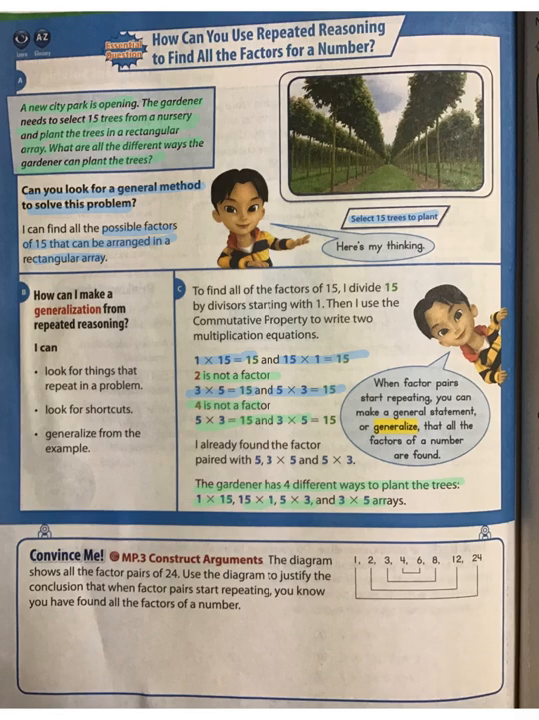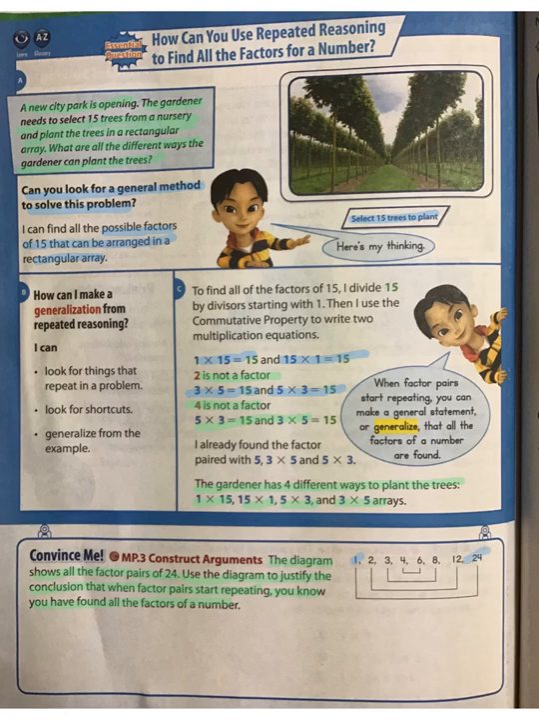Let's look down at the convince me. It says that the diagram shows all the factor pairs for 24. We want to use the diagram to justify the conclusion that when factor pairs start repeating, you know you have found all the factors. They have used the rainbow method here, and they have started with 1 and 24.